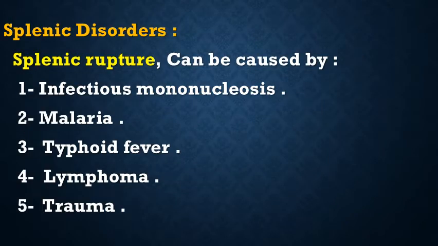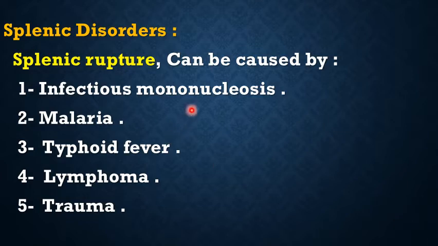Here we are coming to the splenic disorders. The first important topic is splenic rupture. Splenic rupture is considered one of the important emergencies and should be seriously managed, because when the spleen ruptures it will lead to intra-abdominal bleeding, which, if not treated promptly, will lead to shock and death of the patient.